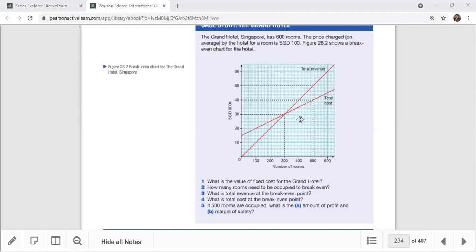The margin of safety quantity is the actual quantity minus the break-even quantity. So 500 minus 300, which is 200 rooms, the margin of safety quantity. For the margin of safety value: total revenue here is 50,000 and break-even revenue is 30,000, so 50,000 minus 30,000 is 20,000. These are the basic questions we can ask from the interpretation of the break-even chart.